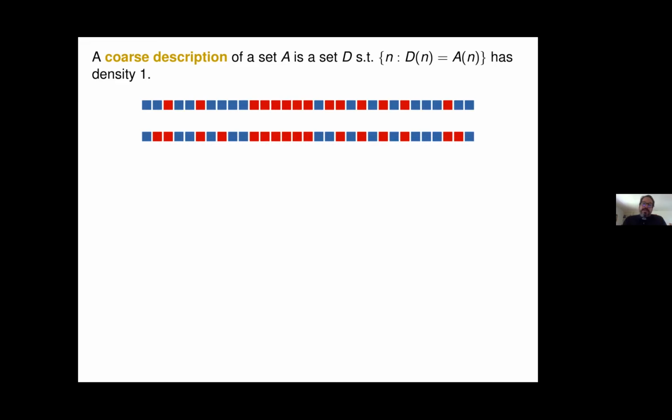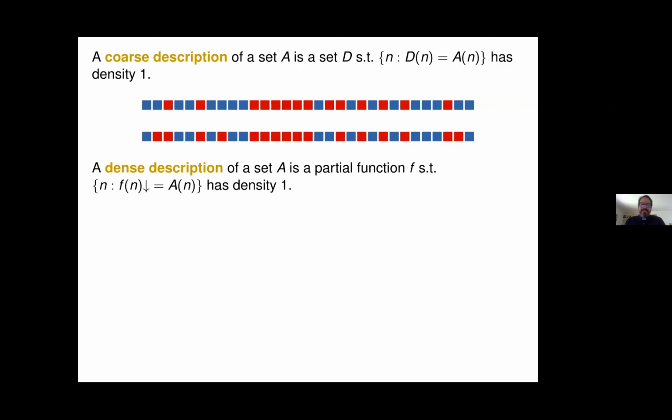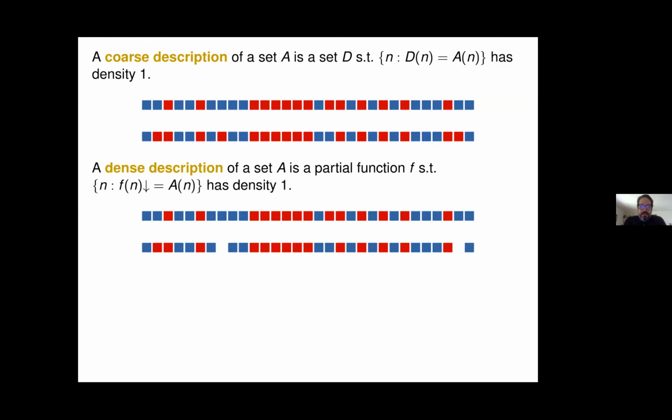Now, of course, having done that, we could combine these two kinds of mistakes, the omissions and the actual outright errors, and talk about dense descriptions. So a dense description of a set A is a partial function that converges and is equal to A on a set of density 1. But outside that set of density 1, it might diverge or it might give false values. So the picture is, again, A, and here's a dense description. There's a couple of holes, and if you look very carefully, you'll see there's a couple of places where the colors are wrong as well.